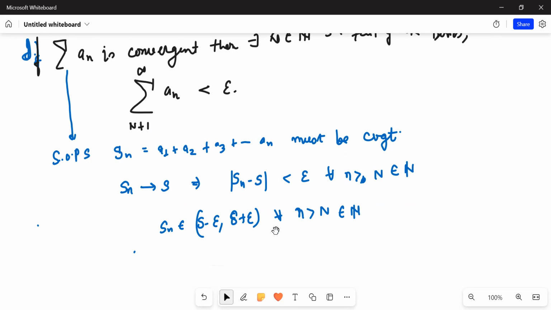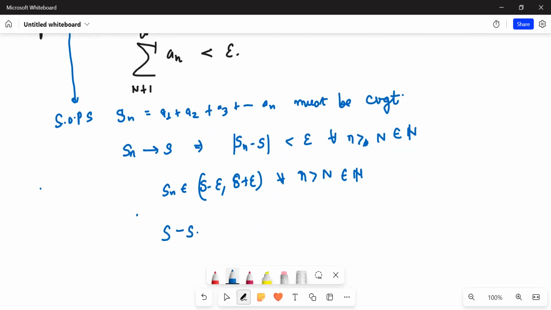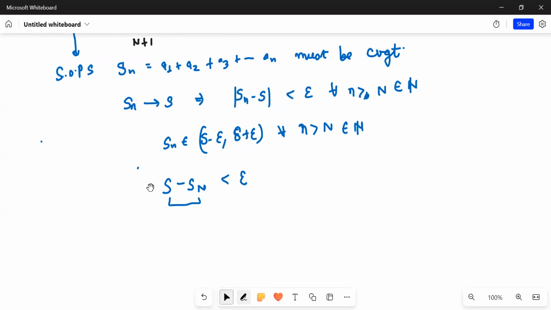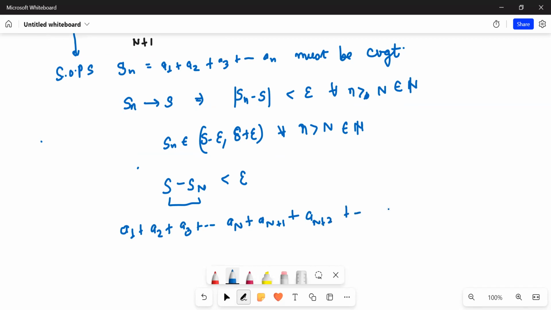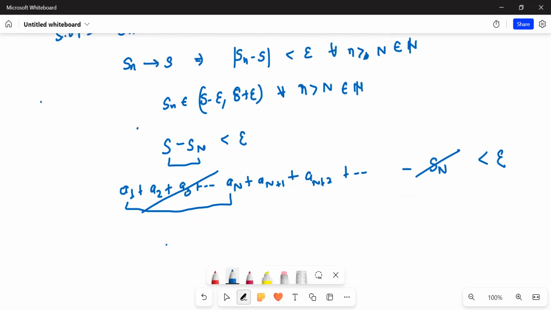It implies that S minus Sn, for n greater than N, can be made less than epsilon. And what would be S minus Sn, by the way? It is a1 plus a2 plus a3 up to aN plus aN plus 1 and so on, minus S capital N. Just think, what is this? This is S capital N, which gets cancelled. So this can be made less than epsilon. It implies that as n tends to infinity, the tail can be made less than epsilon.